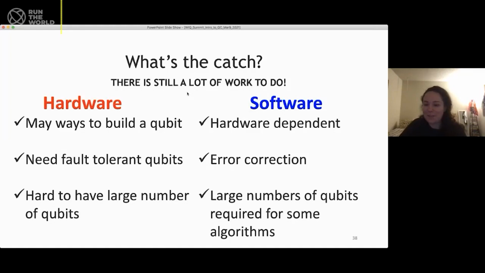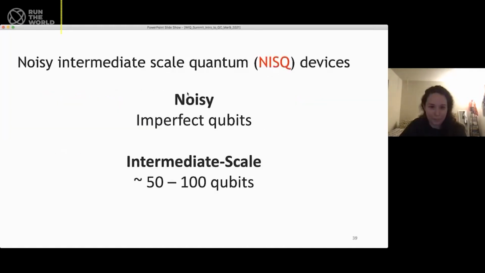Like I said, this is an upside and a downside, but we're currently in the era of NISQ devices. So we're looking at noisy intermediate-scale quantum devices. What noisy means, once again, is this idea that we have imperfect qubits. We have qubits that are going to interact with their environment and have some errors associated with them. And we're coming into the space of intermediate scale, so around 50 to 100 qubits. We're not yet at the era where we have thousands or millions of qubits.